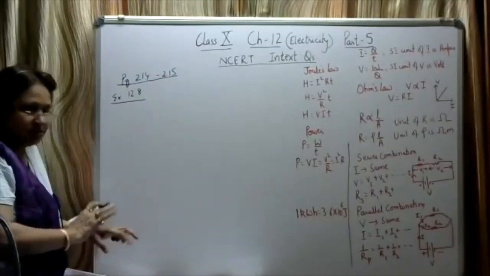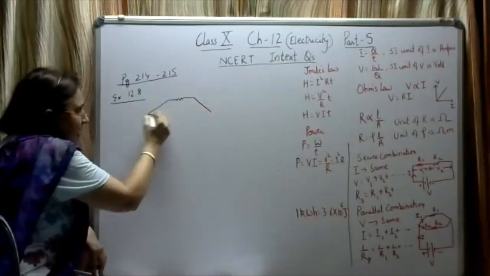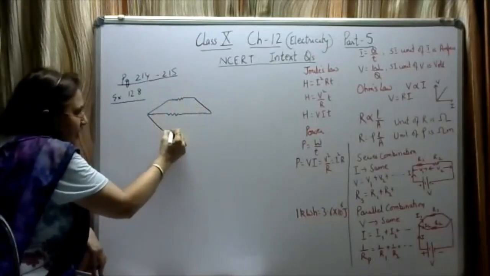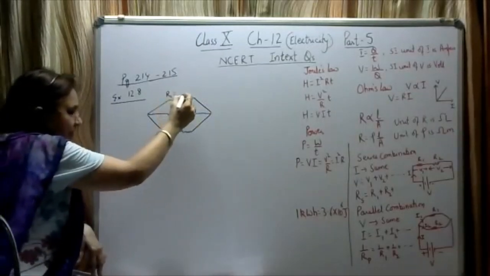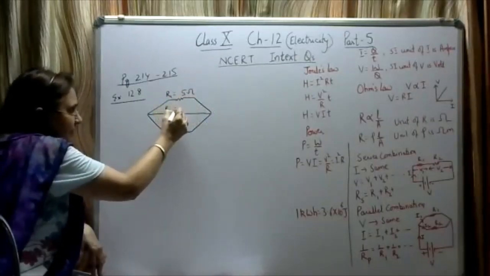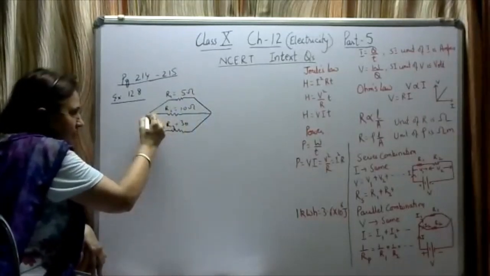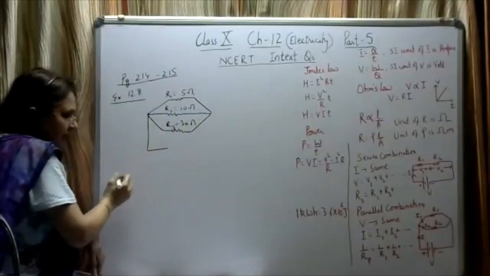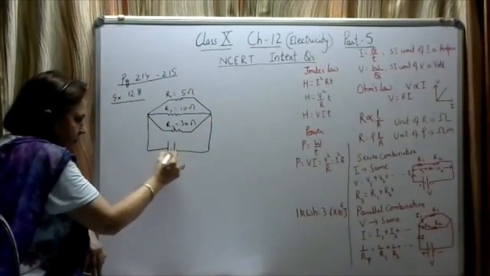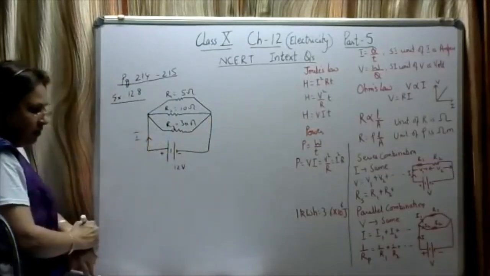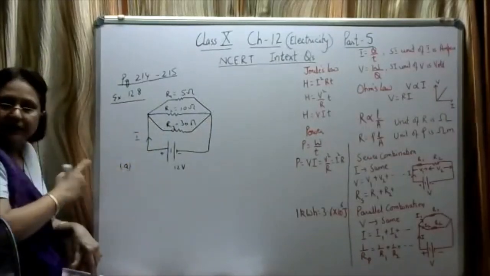Okay, so in figure 12.10, all these three are connected in parallel. So let us draw the circuit diagram. R1, R2 and R3, all three are connected in parallel, where R1 is given as 5 ohm, R2 is given as 10 ohms and R3 is given as 30 ohms. These are connected to a 12 volt battery. Now here you have to find out the current through each resistor, that is I1, I2 and I3.